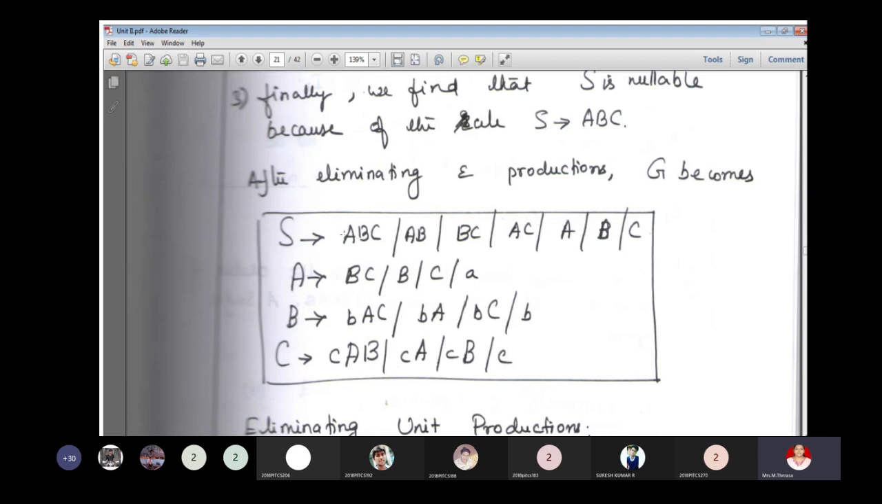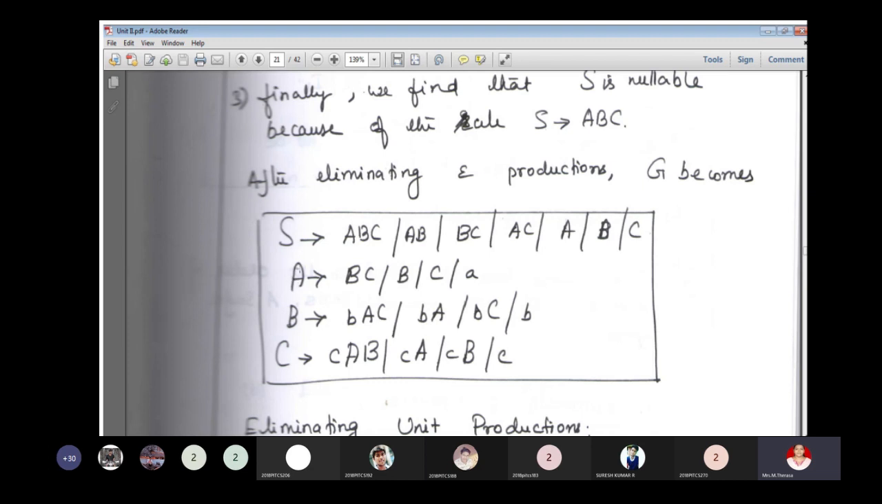So when we substitute C as epsilon, you will get AB. A as epsilon, you will get BC. B as epsilon, you will get AC. BC as epsilon, you will get A. AC as epsilon, you will get B. And AB as epsilon, you will get C. Wherever you have a nullable variable, you substitute epsilon and collect all the productions.